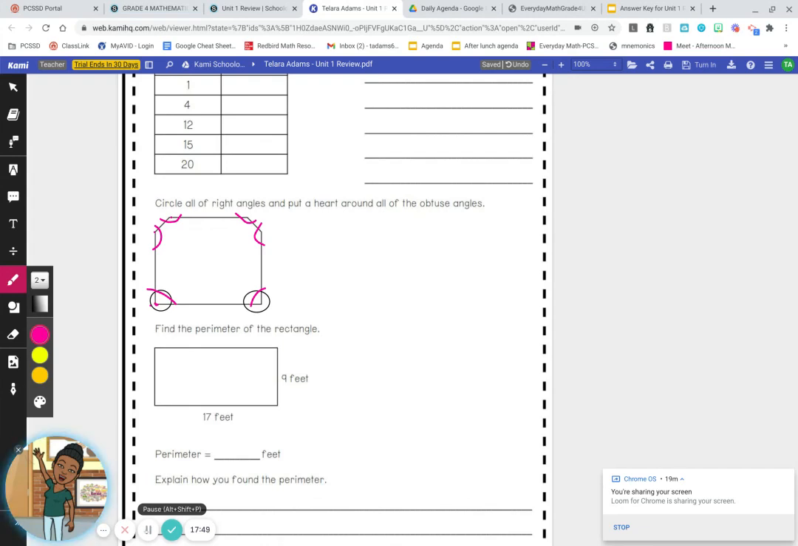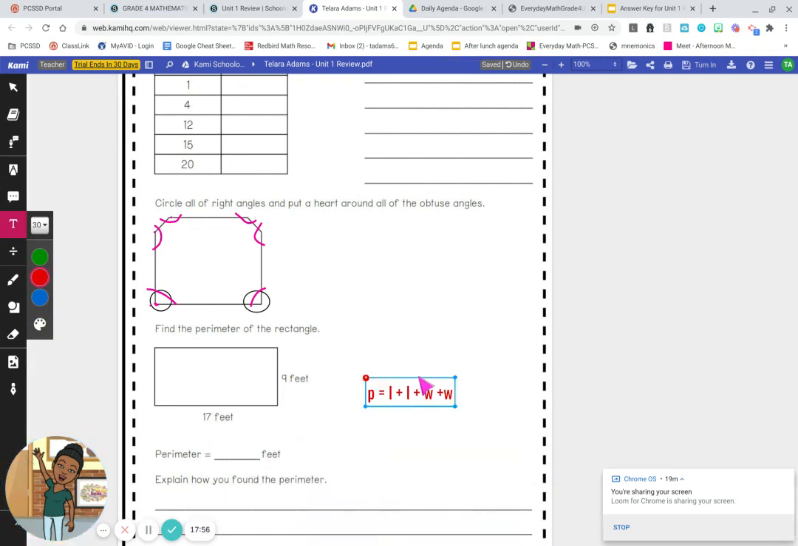Finally, find the perimeter of this rectangle. We talked a little about perimeter yesterday as a refresher. And just a reminder, the formula for perimeter is P equals L, length plus width plus width. So at this time, find the perimeter of this rectangle and explain how you found the perimeter.